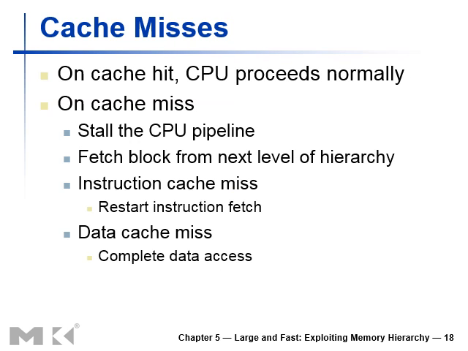Now coming to the cache miss. If you've got a cache hit, the CPU gets the required data in a normal way. But if the cache is missed, first of all we have to stall the CPU pipeline. We have to wait for the data, and we have to fetch that block from the next level of hierarchy, which in our case is RAM. In case of an instruction cache miss, our machine code resides in the instruction cache, so we have to restart the instruction fetch. But for a data cache miss, we have to do the complete data access again.